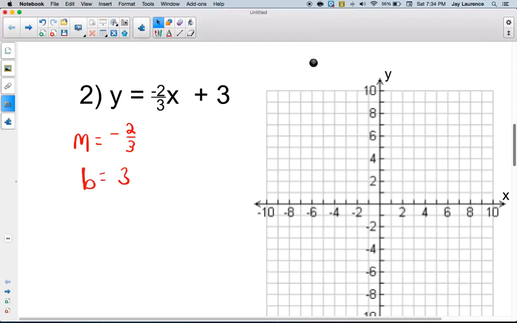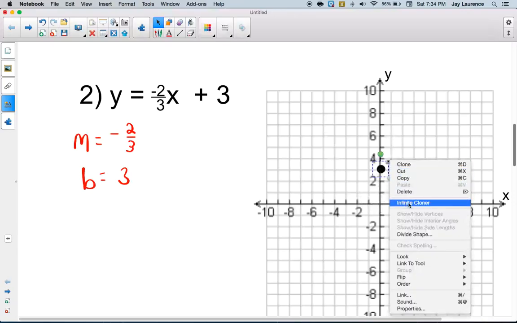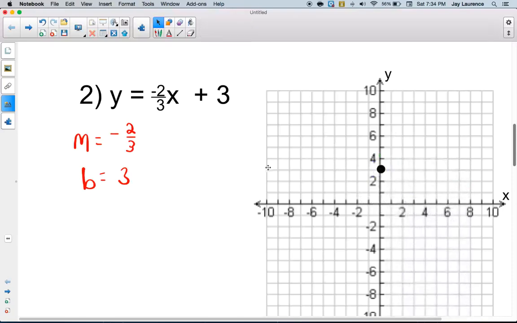All right, so I'm going to plot my y-intercept of 3 right there. We infinitely clone that point. Okay, and now my rise is negative 2, and my run is 1, 2, 3. There's my second point. And I'll do a rise of negative 2 from that second point and run of positive 3.